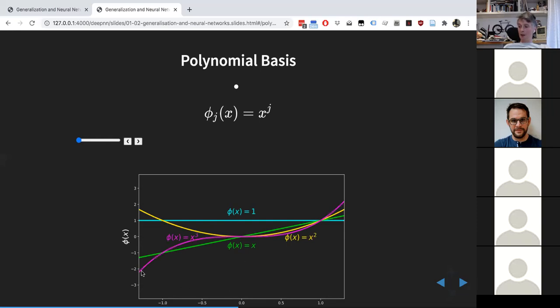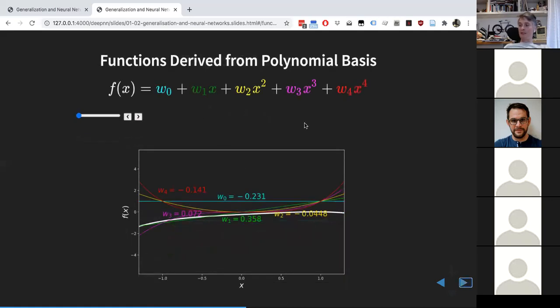Hopefully this is review. The idea here is that we can take a series of functions, and here's a quartic as well, and make a new function out of them by adding them together. So here's a set of functions derived from a polynomial basis. I've sampled some parameters W, which I'm showing here in the colors associated with the corresponding basis function, and the white line is the result of adding together these different bases. We have W0, which is the offset, so that's being multiplied by 1 and there's nothing appearing here.